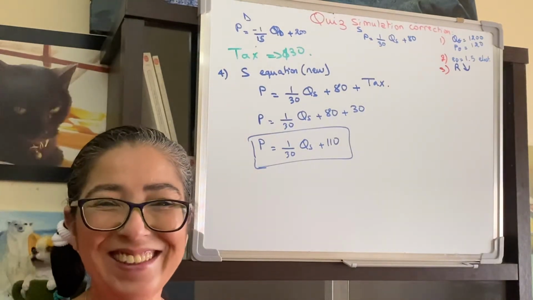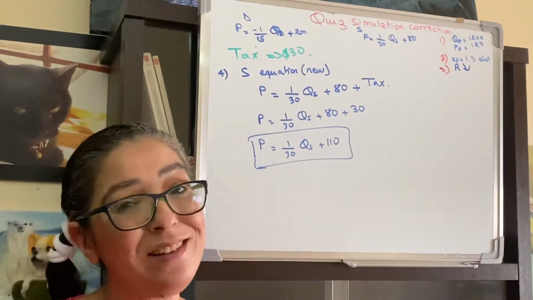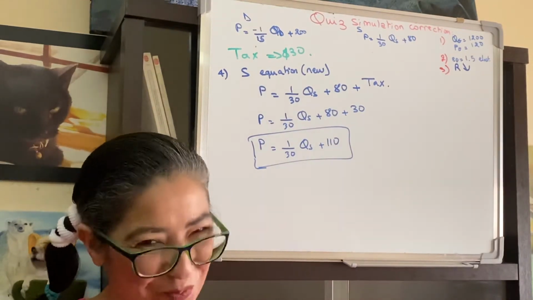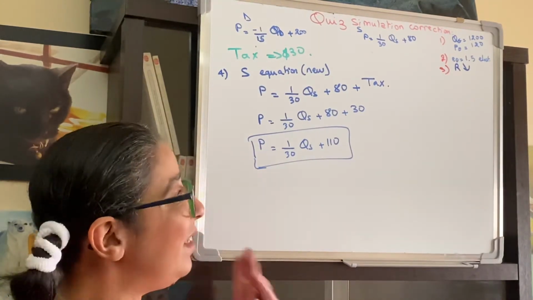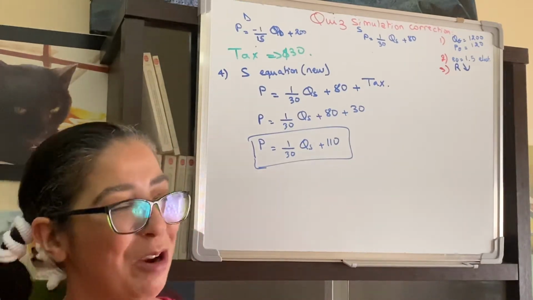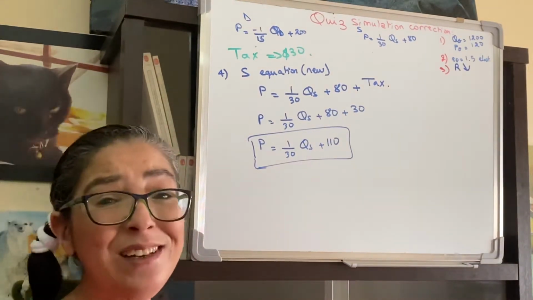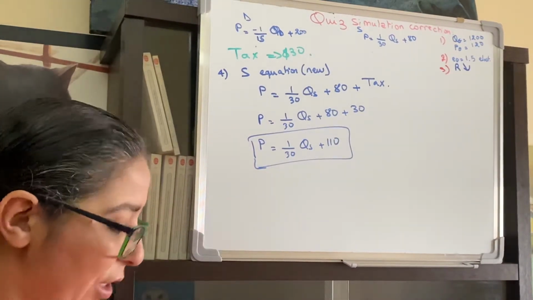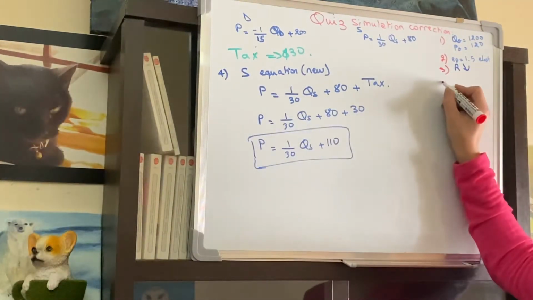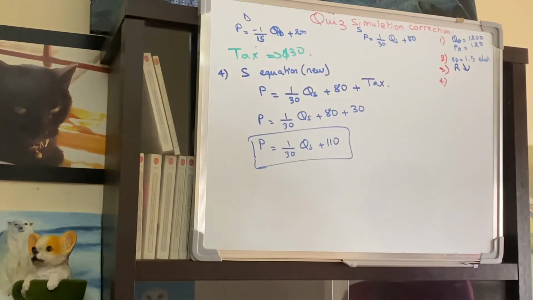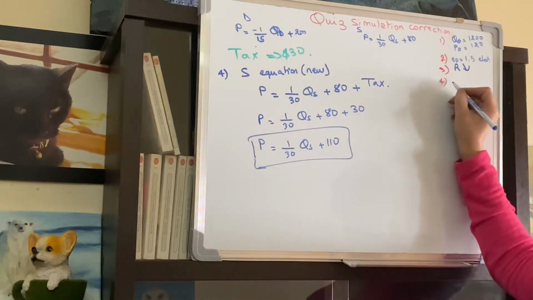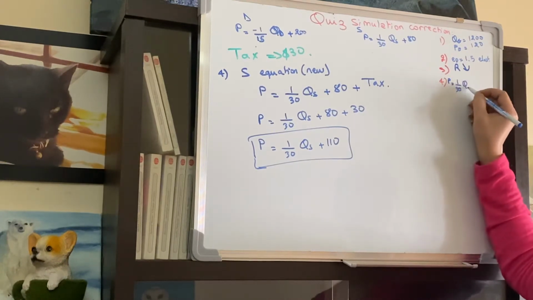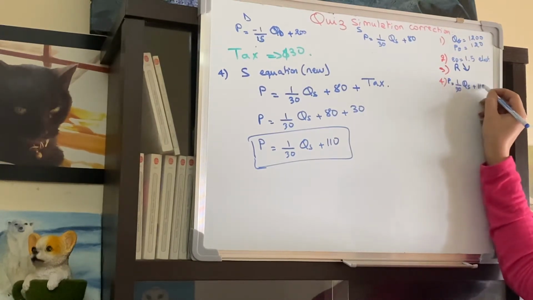Now you add it to the price. That doesn't mean that's what's going to become the price. You get me. Now it's the equation that we found, not the equilibrium yet. Agreed? Let's move. So question 4, the result would be this equation. P is equal to 1 over 30 QS plus 110.